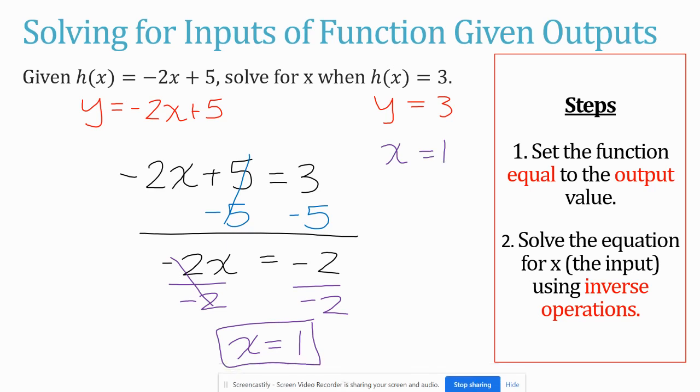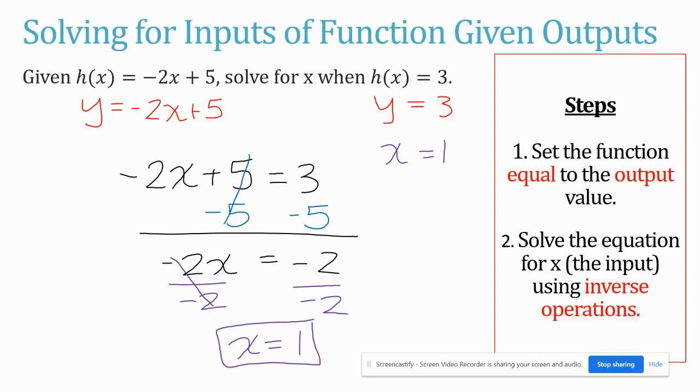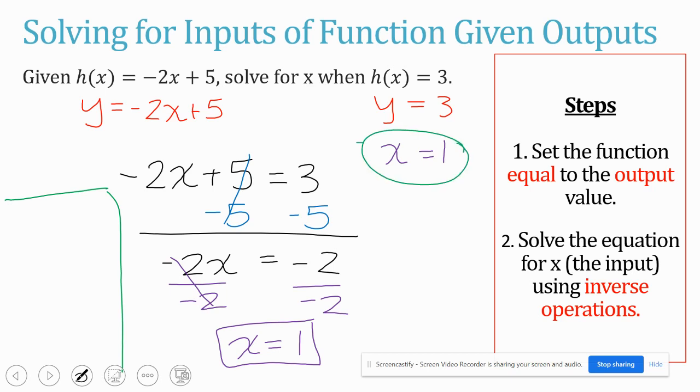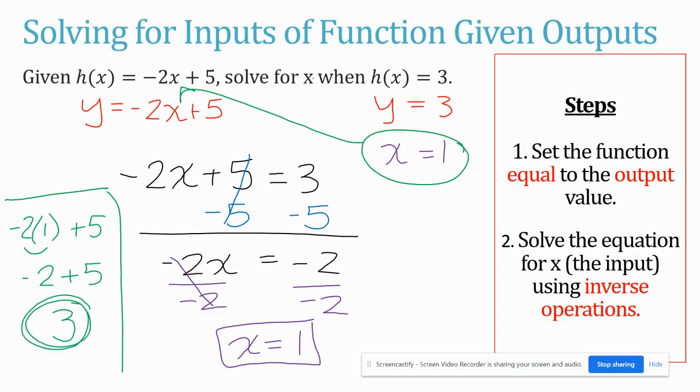So now I'm going to check this, and it's really easy to check. We know what our input value is. So I'm going to just take that input value and plug it into the function. So I'm going to take this x, and I'm going to plug it in for x over here to see if we get 3. So negative 2 times 1 plus 5. Negative 2 times 1 is negative 2. Negative 2 plus 5 is 3, which is the output that we wanted. y is equal to 3, our output is 3. So when our input is 1, our output is 3.